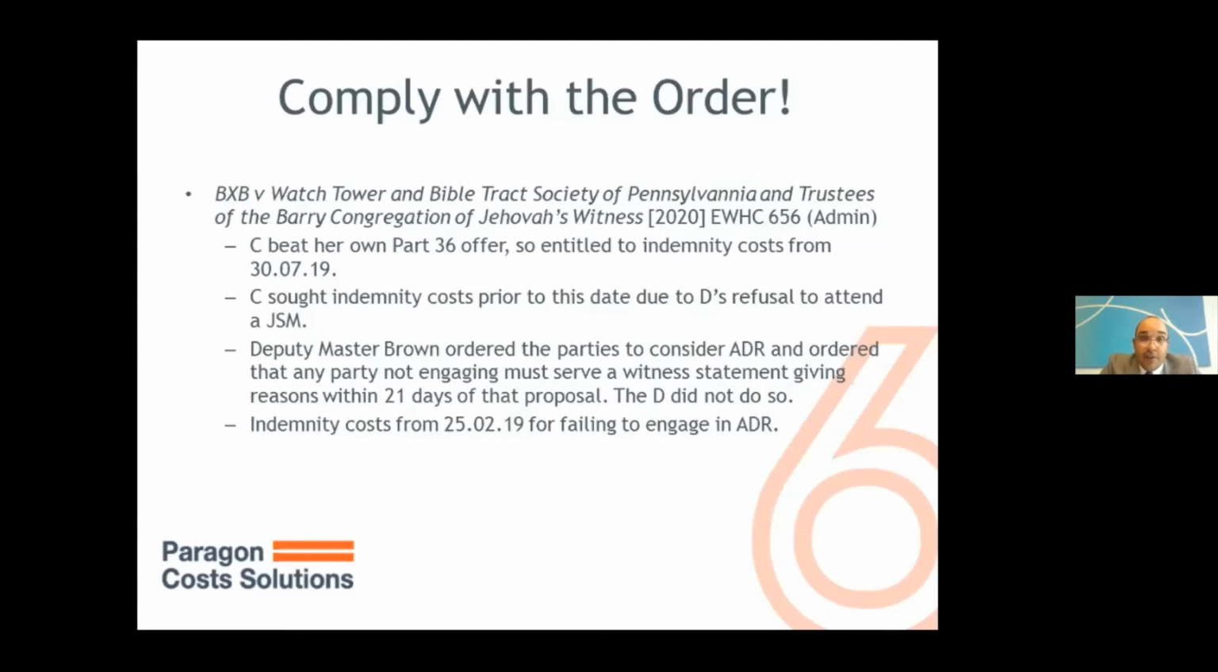They failed to give any reasons why they were refusing to engage in ADR. So again, the claimants got part indemnity costs from an earlier date, being 25th of February 2019. I suppose it's important just to flag that indemnity costs do remain attractive.